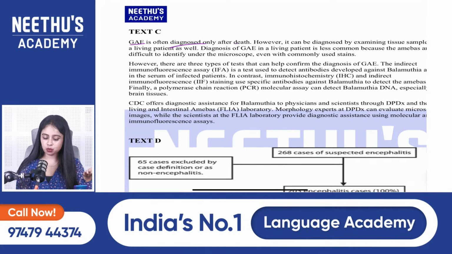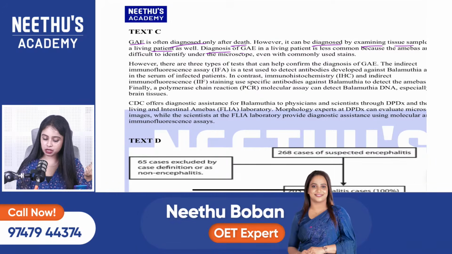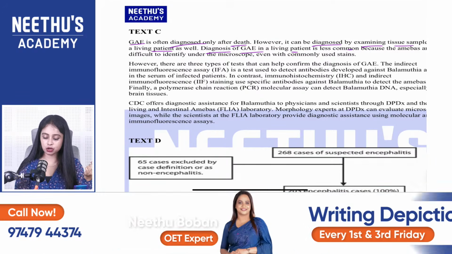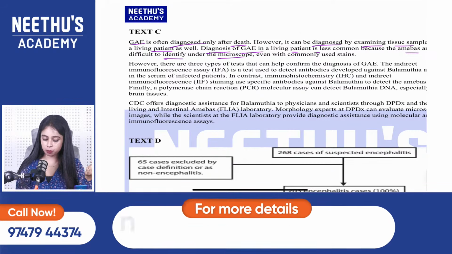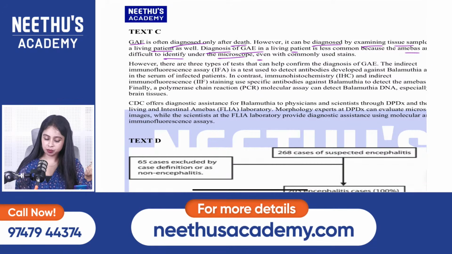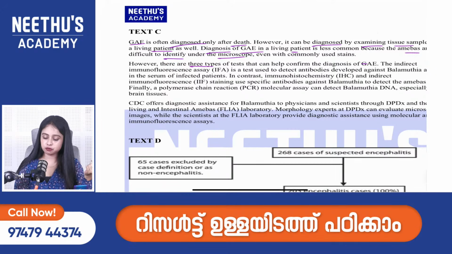GAE is often diagnosed only after death. However, it can be diagnosed by examining tissue samples from a living patient as well. Diagnosis of GAE in a living patient is less common because the amoebas are difficult to identify under a microscope, even with commonly used stains. However, there are 3 types of tests that can help confirm the diagnosis of GAE.